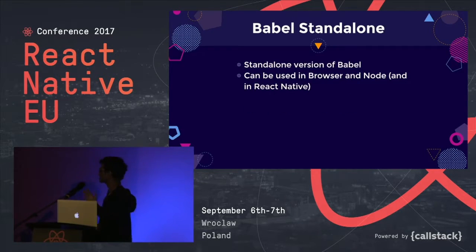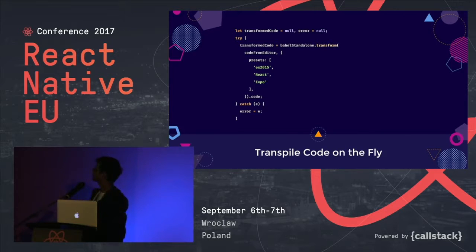So the first issue is very easily fixable. There is something called Babel standalone, which is a standalone version of Babel. You can run it in Node, in browser, in React Native. You can run it everywhere. We just use it, and this is the API. You just have the standalone.transform. You pass the code, and you pass the presets, and it returns the transpiled code. So it is easy.